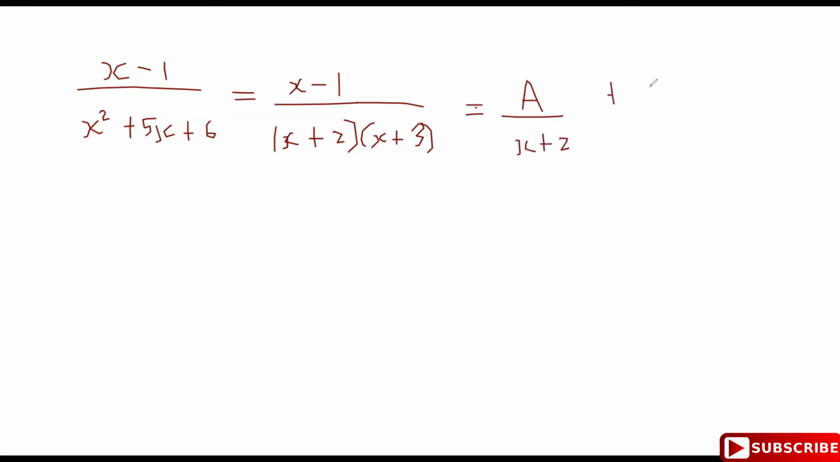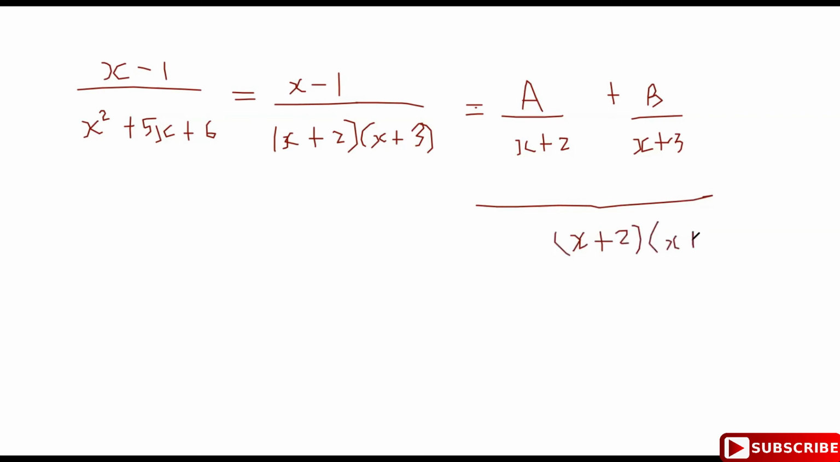Yes, we have to do partial fractions first, and then we can actually simplify this. So we need to solve for a and b. Let's go ahead. We know that the LCM is definitely going to be x plus 2 times x plus 3. That's definitely what we're going to have.